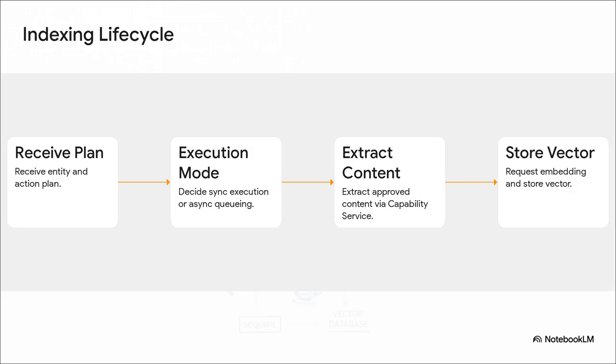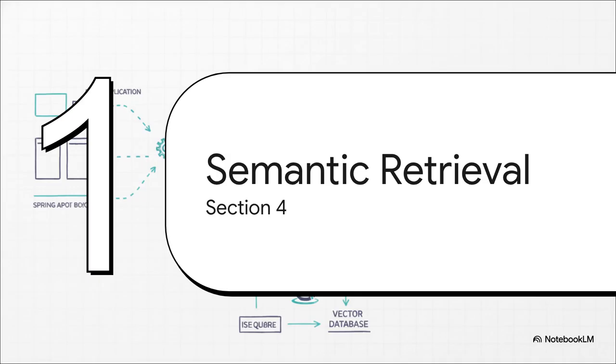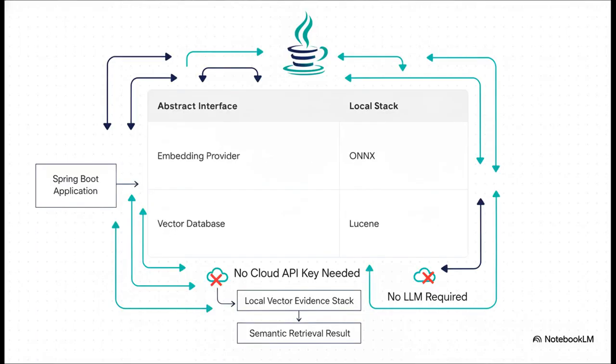Then, in Step 3, the capability service steps in to extract that approved content we just defined. Finally, in Step 4, it requests a numeric embedding from the provider and stores the vector. Section 4, Local semantic retrieval. Okay, so our data is projected and indexed. How do we get it back using a solid local path?